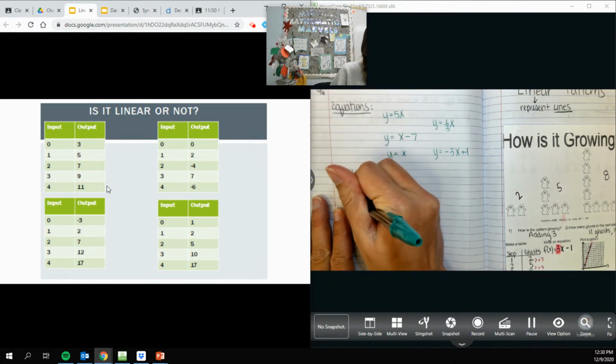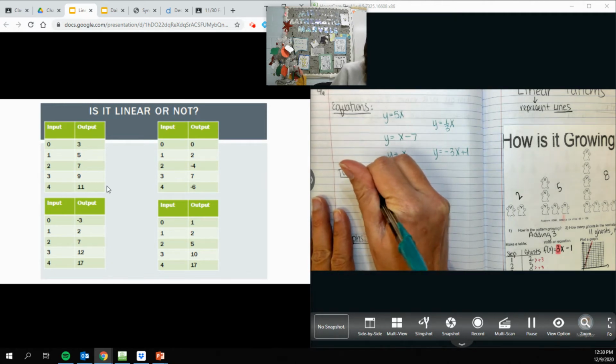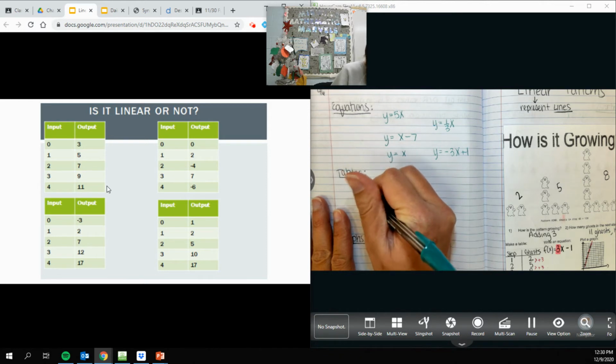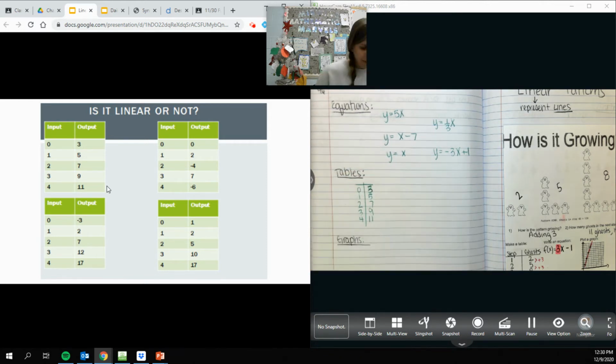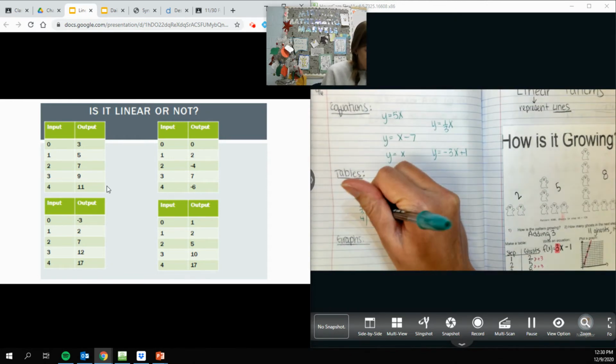Now, I don't know if you feel like you need to write this entire example out, but, and I already goofed it up, 3, 5, 7, 9, 11. But it's linear because we add 2 each time.